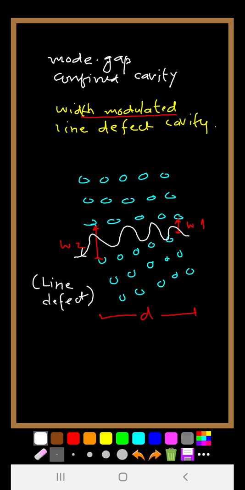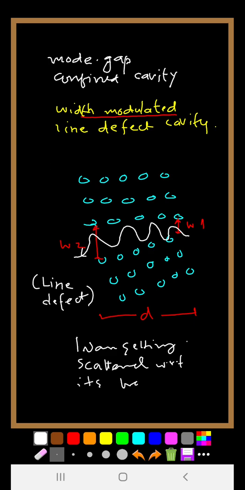Now what happens is that there is a dispersion. Dispersion means change of wavelength, or the wave getting scattered with respect to its wavelength or frequency, whatever we may call it. What we observe is that by increasing the width of the line, we can actually shift the mode.